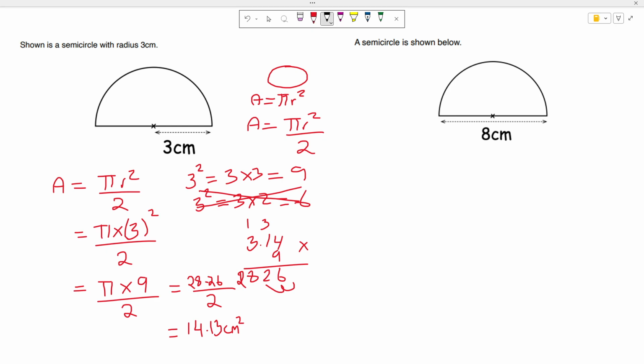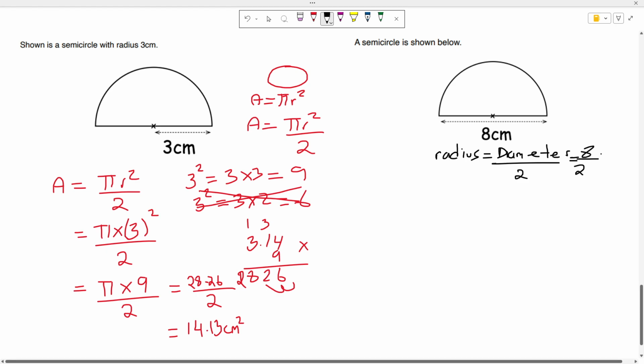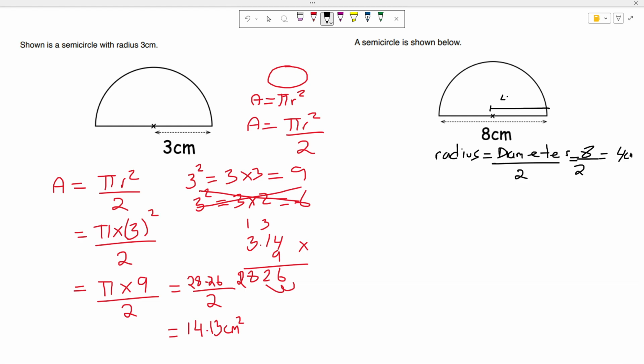Now, make sure you don't skip the next part. The next part is quite different to the first question, as we have been given the diameter. When we find the area of circles or semicircles, we always need to know the radius. The radius is the diameter divided by 2. In this question, the diameter is 8. So we have 8 divided by 2, which gives us 4 cm. In other words, the radius is 4 cm.